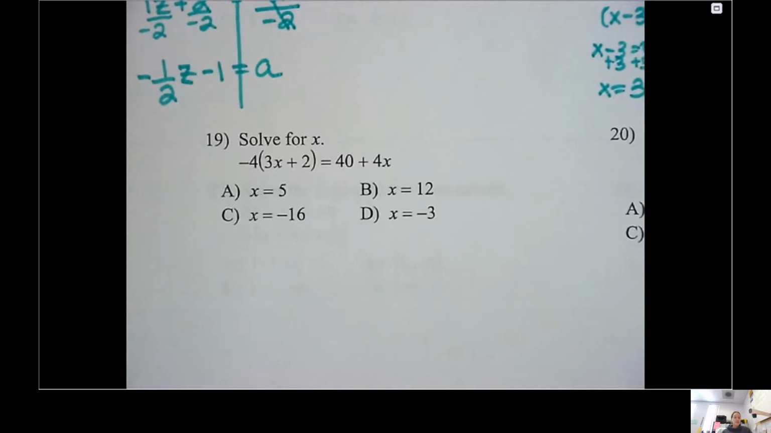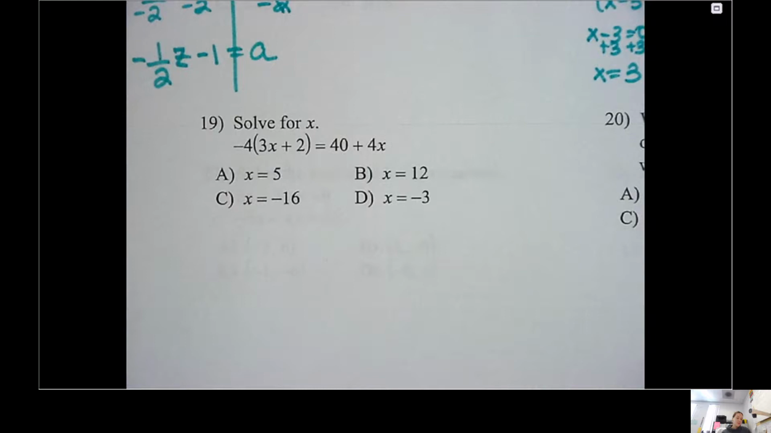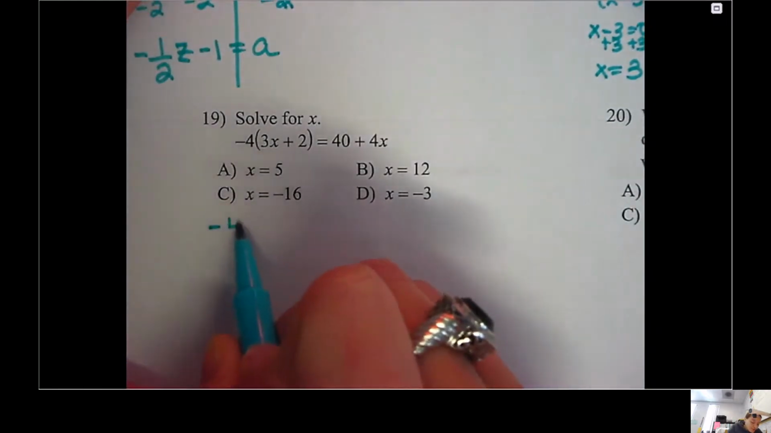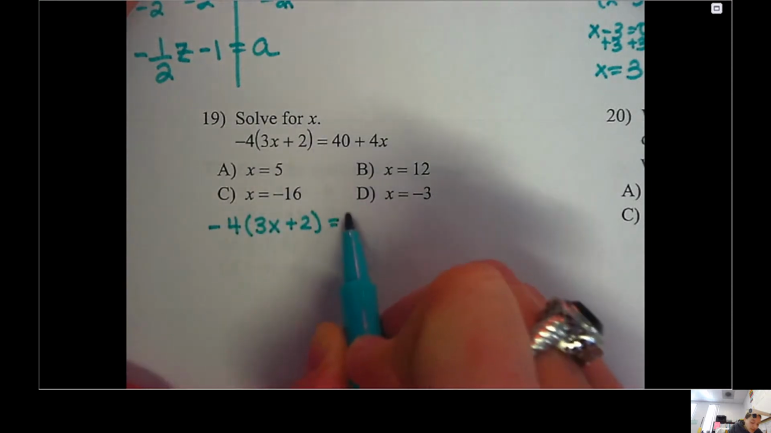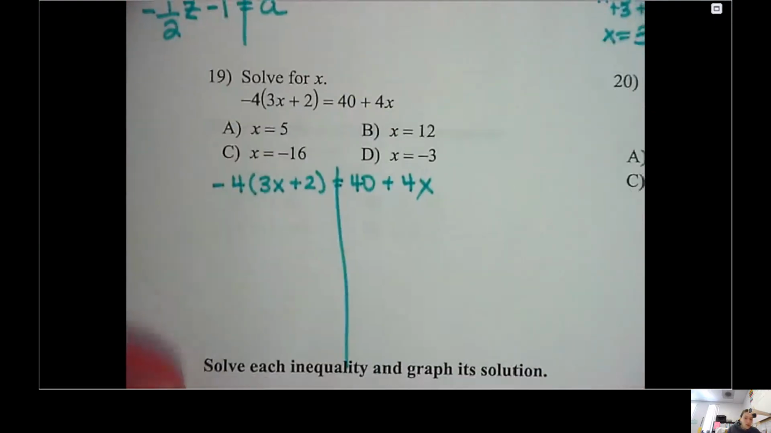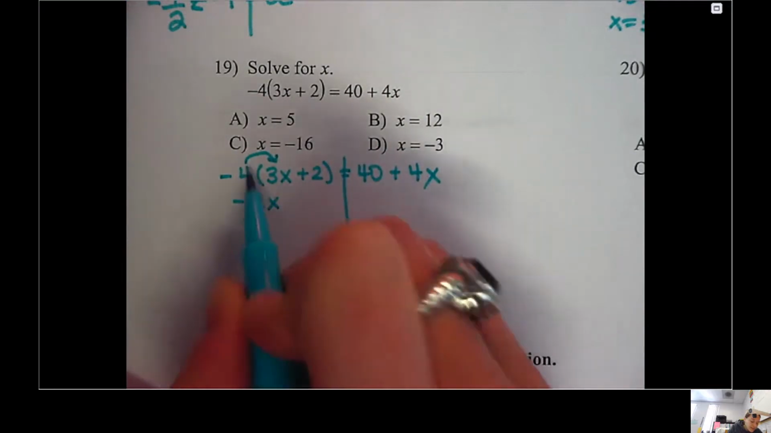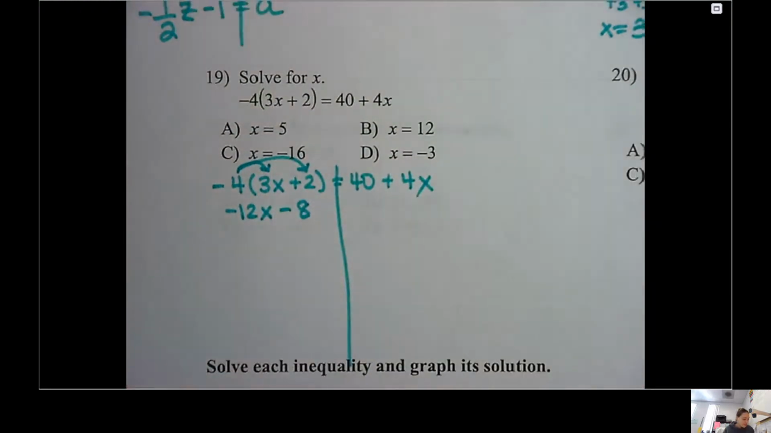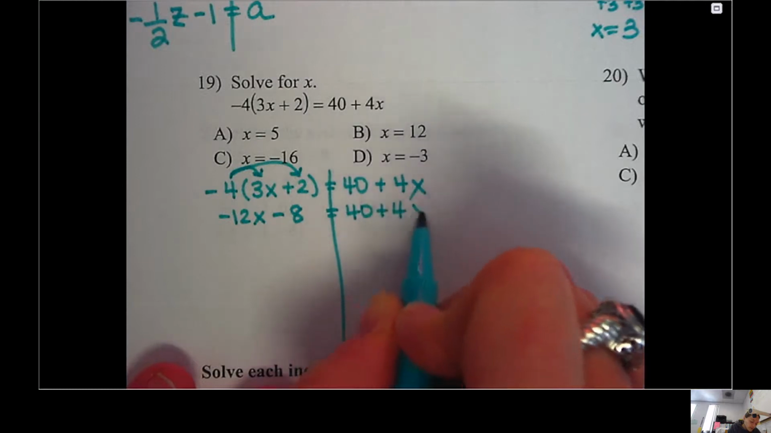Number 19, solve for x. So I already see some parentheses and a number in front of the parentheses, which means distribution. So I'm going to have to distribute the -4 to everything inside the parentheses on the left. And then I'm going to have to start moving some pieces around. All right, so -4 times 3x gives me -12x. -4 times 2 gives me -8. Can't do anything on the right, so I just rewrite the whole thing.